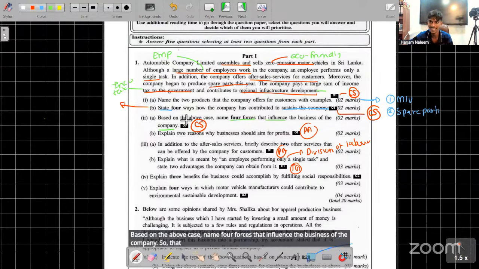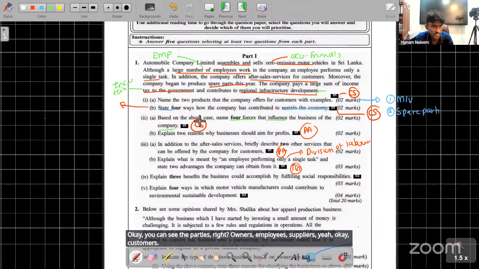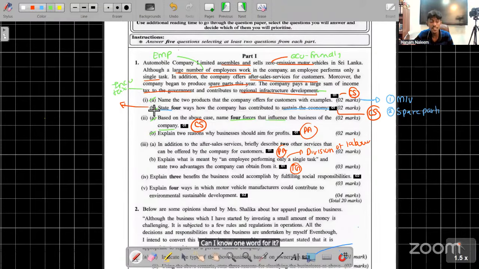Next one. Based on the above case, name four forces that influence the business of the company. So that's not this chapter, but you can say what are the forces that are influencing the business of the company. Okay, you can say the parties, right? Owners, employees, suppliers, customers, society. So simply they're asking you, can I take one word for those which you have mentioned? Customers, employees, owners. Can I know one word for them? Stakeholders. Okay, they're asking you the stakeholders of this business.